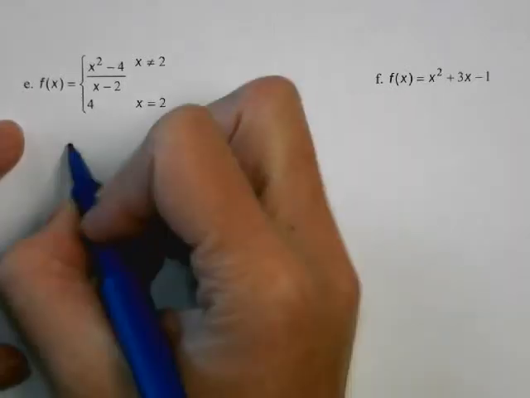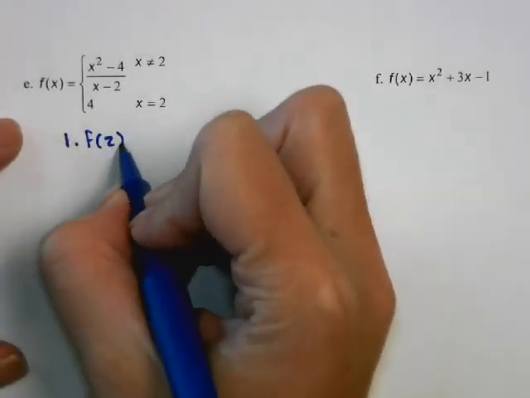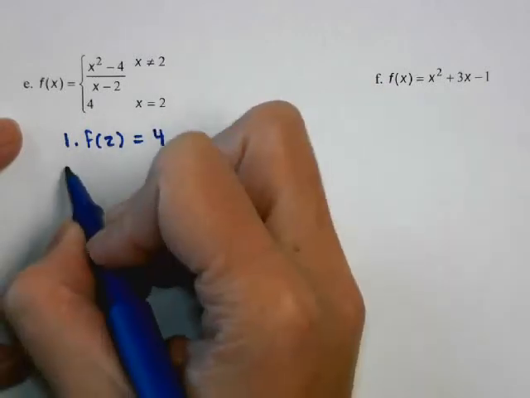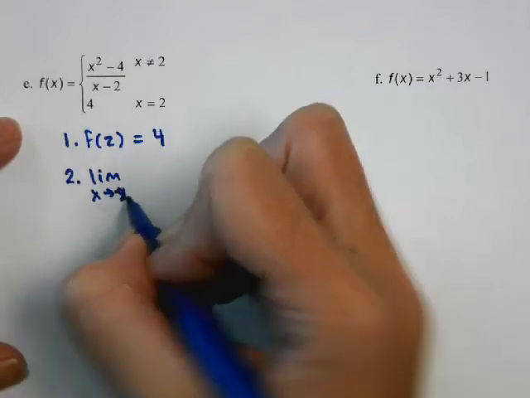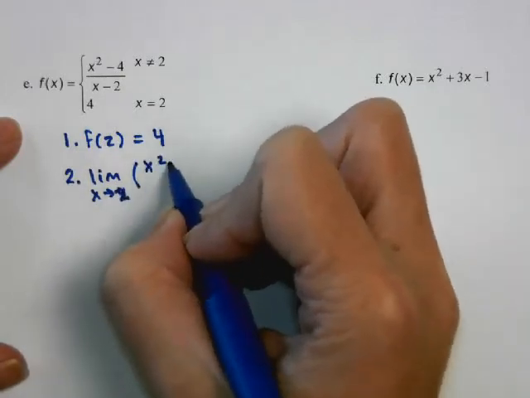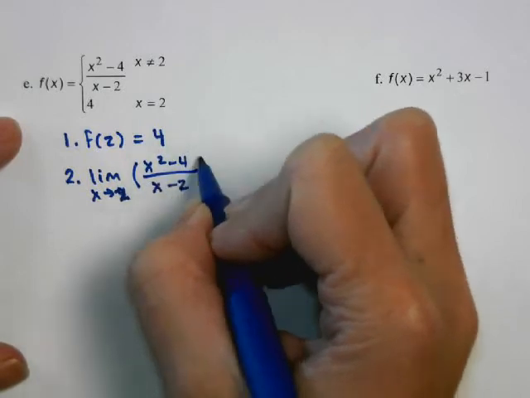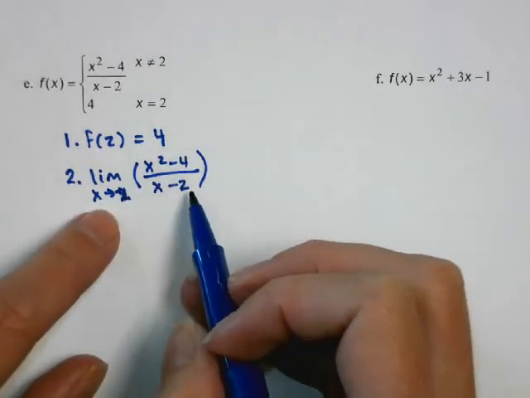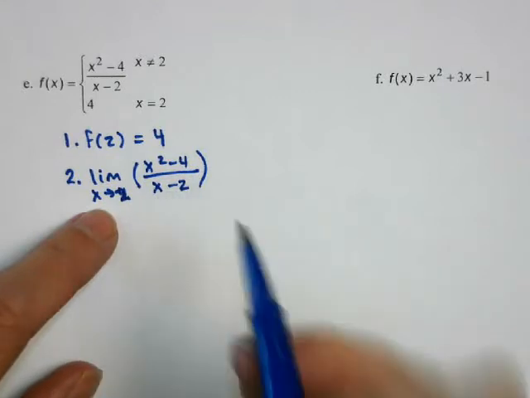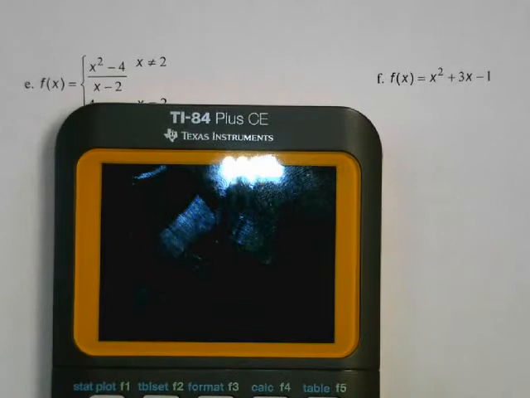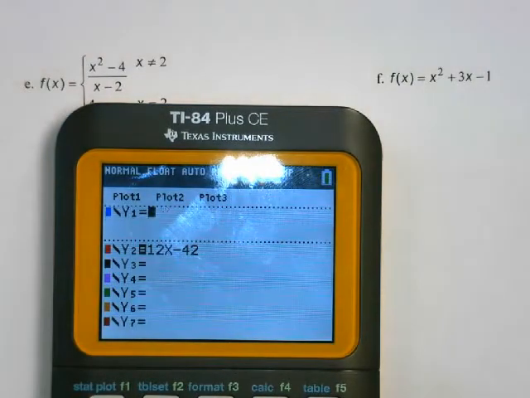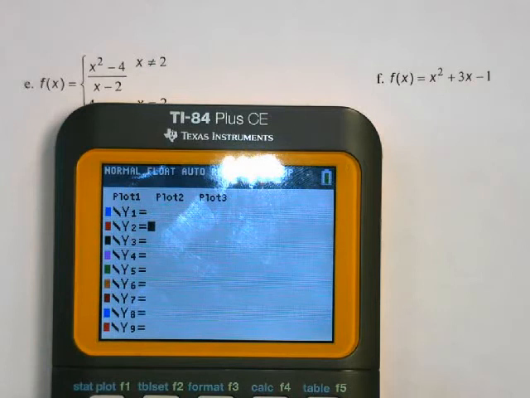Our next one, we have a function value of 4. Now we want to look at the limit as x approaches 2 of x squared minus 4 over x minus 2. Well, I can't just plug 2 into this because we get an undefined, but that does not mean the limit doesn't exist. And in a few class periods, we'll learn how to find this limit, but for right now, we can use the graph.